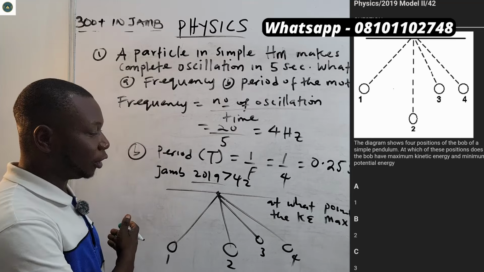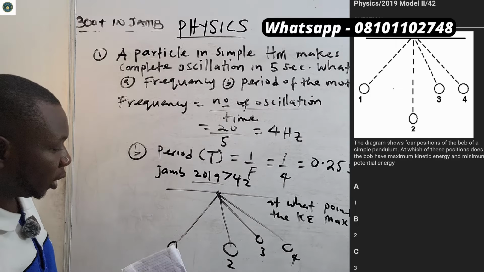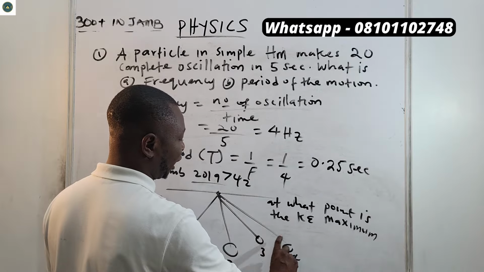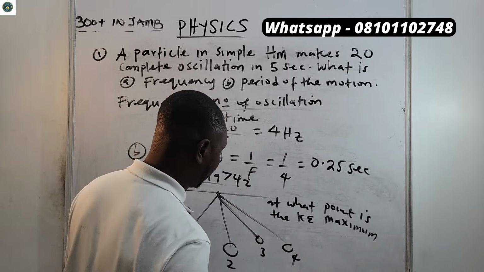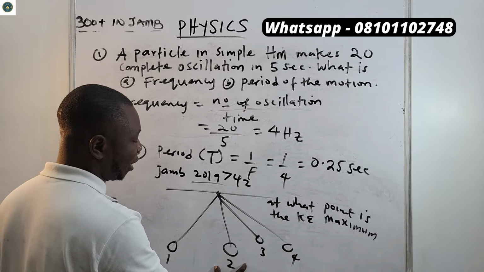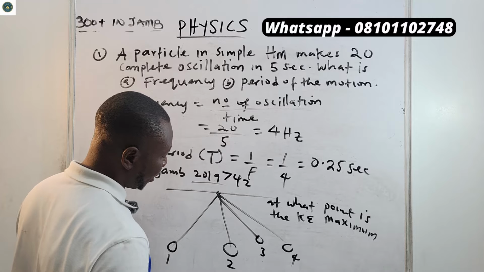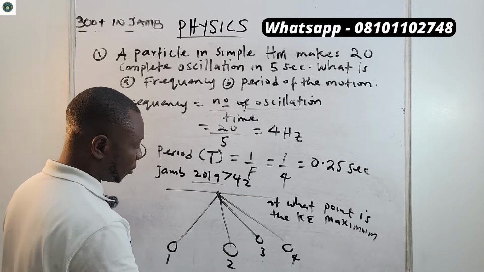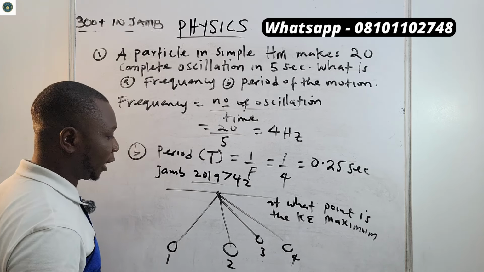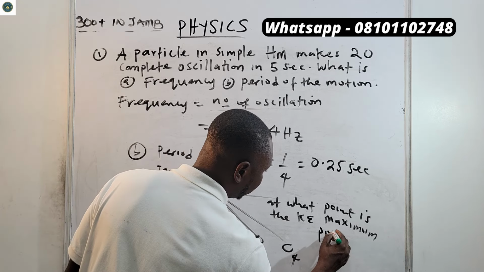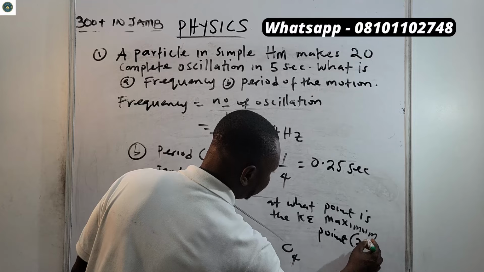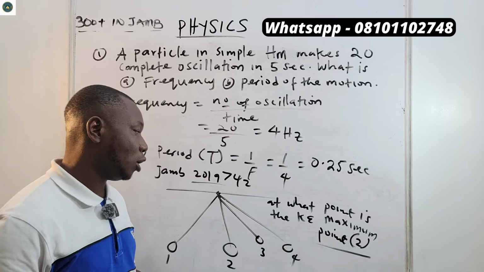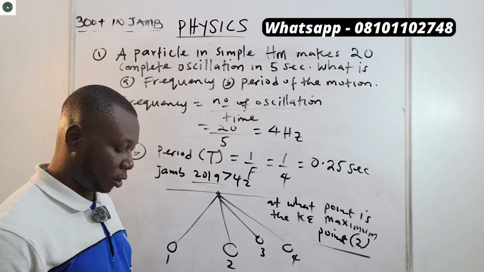In the past video I drew, we saw where kinetic energy is maximum. Here you have higher potential energy. At point 3, you have higher potential energy. At point 4, you have higher potential energy. So the only point is at the vertical, at the equilibrium position. At point 2, that is when you have the maximum kinetic energy. So the answer is point 2.